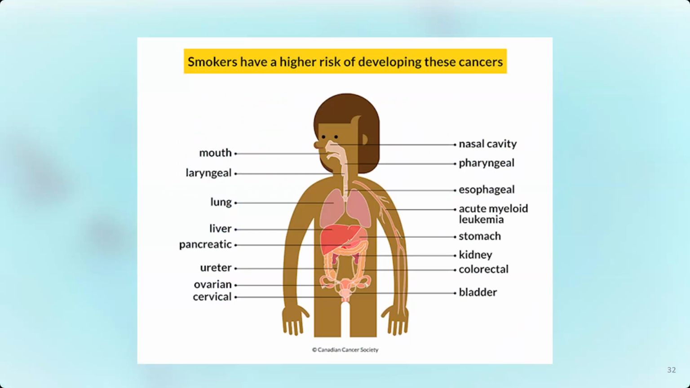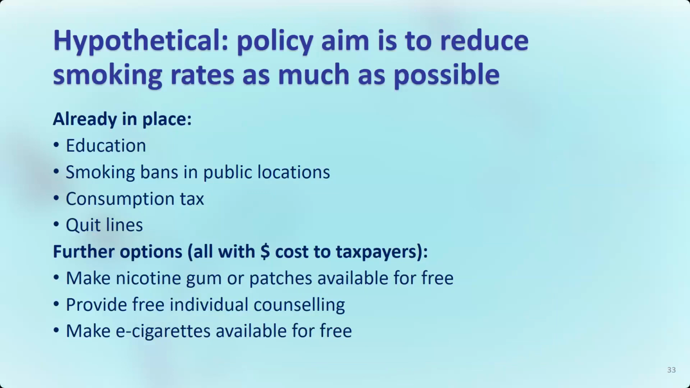So I'm going to quickly go through this example. I want to show you how complicated this gets. We all agree smoking's bad. So let's imagine a hypothetical policy decision to say, okay, we want to reduce smoking even more. Imagine the provincial government's doing this, and we already have stuff in place. We've got education and smoking bans and consumption tax, all this kind of stuff. We're using a lot of the tools, but we want to do more.